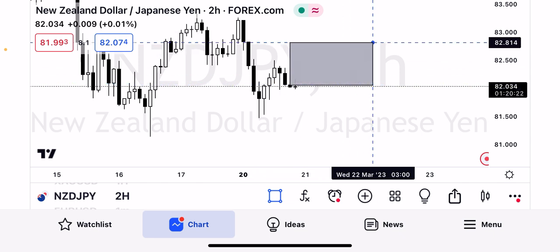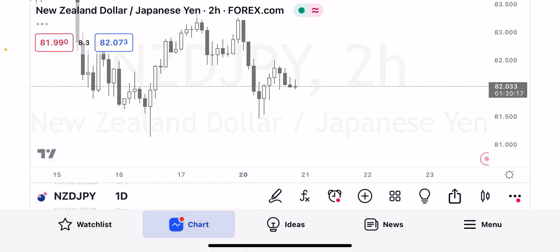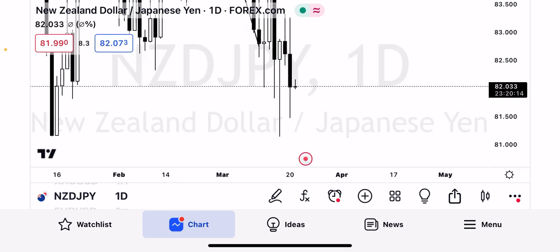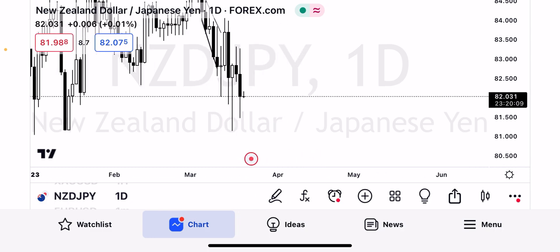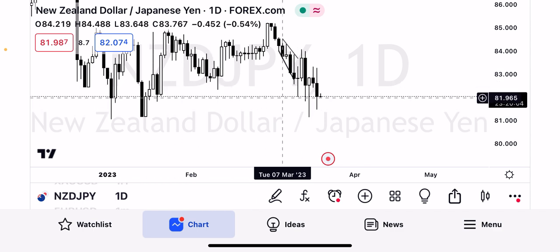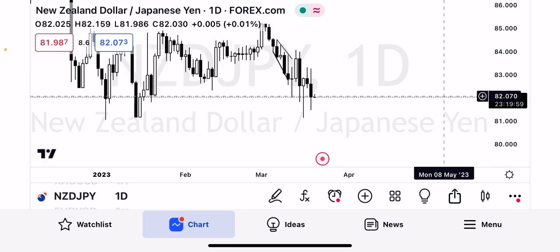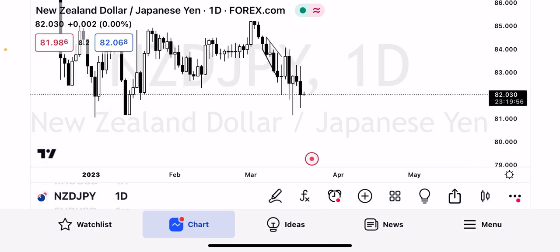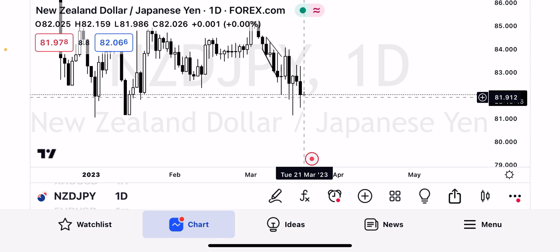Okay, let me go over to the 1 day first. This is the 1 day time frame. Each candlestick here represents what? A day of trading. Each candlestick represents one full day. You understand? Look at the timing: 23 hours, 19 minutes, 56 seconds. In 19 minutes, this candle is going to fully form.